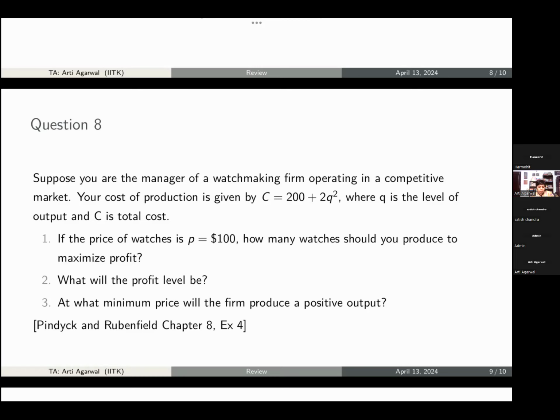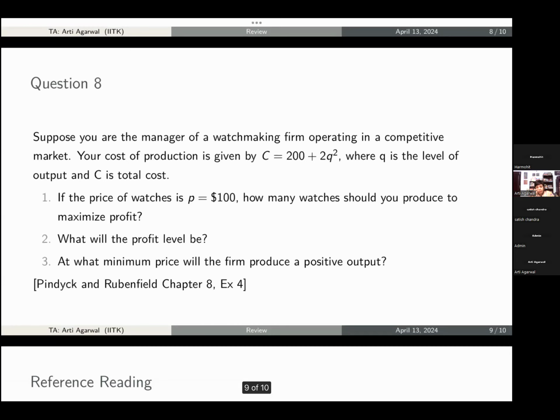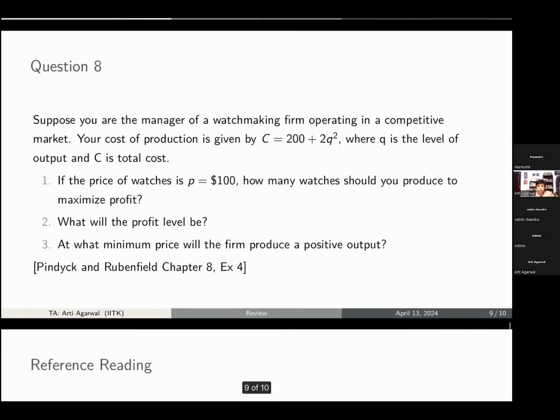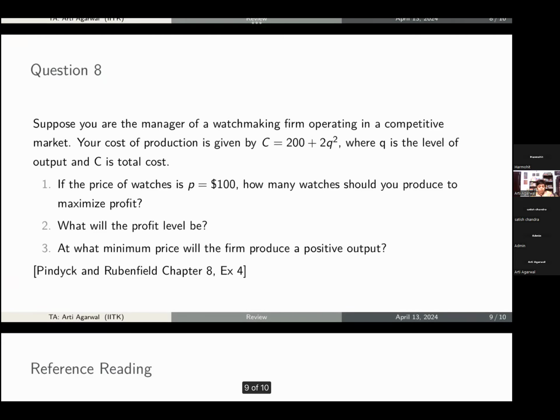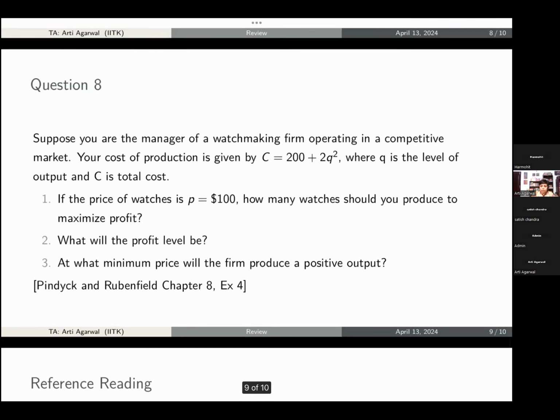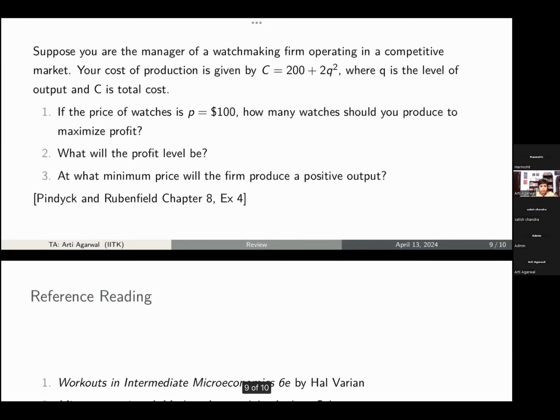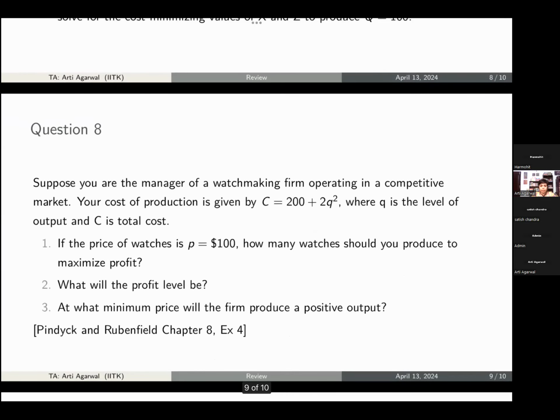So this is anyways a question from Pindyck and Rubinfeld. If you want, you can look at it, but it's a pretty straightforward question. I think we solved much more complicated questions in the previous class, so I don't think this question will give too much trouble. So this is the answer, and I think I'm at the end of my question list.